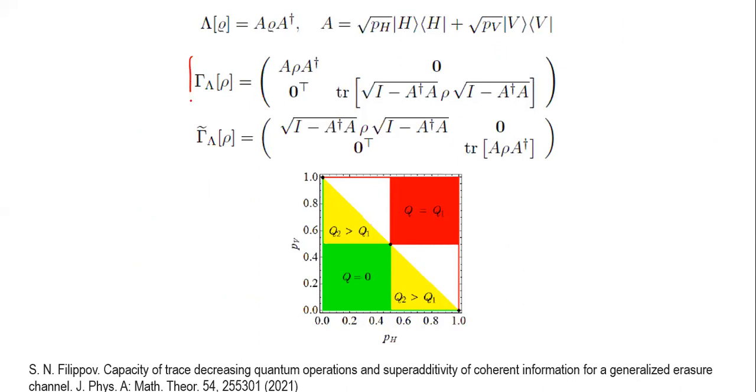So if we consider the generalized erasure channel that is induced by a trace decreasing map with lambda, then it's easy to calculate the complementary channel. And then it's easy to find the single letter capacity. And here I plot the diagram for pH and pV, which are parameters specifying the probability of successful detection for horizontally and vertically polarized photons, where I show that the additivity condition holds in the red region, the additivity condition, which is trivial, holds in the green region, and there is also the superadditivity condition, which says that two-letter coding is better than single-letter coding. So the use of entangled states helps in transmitting more quantum information.